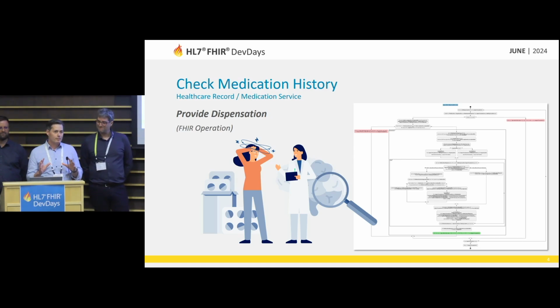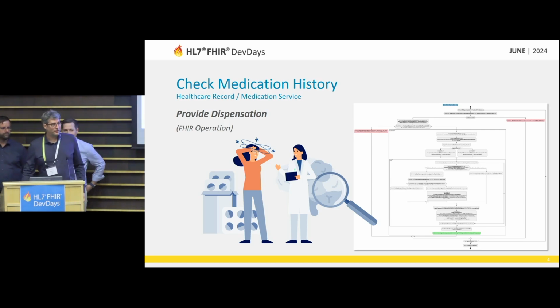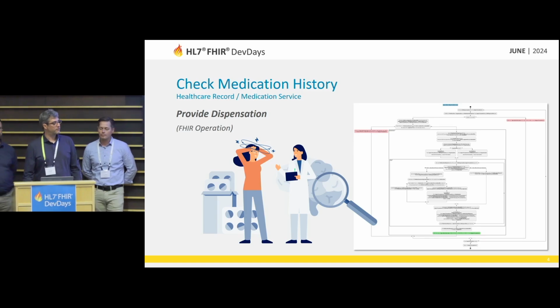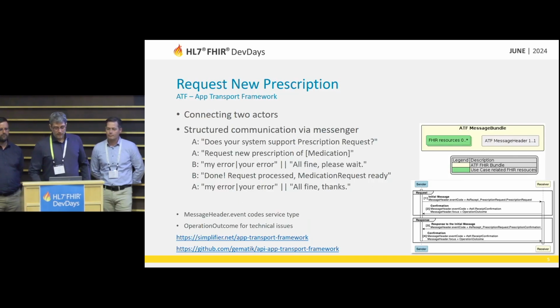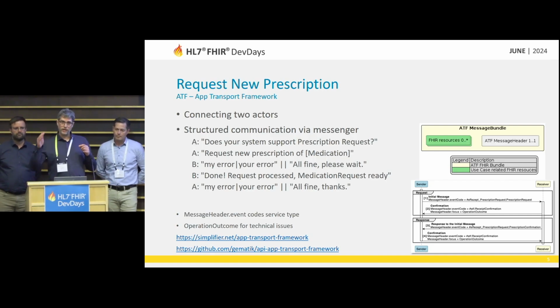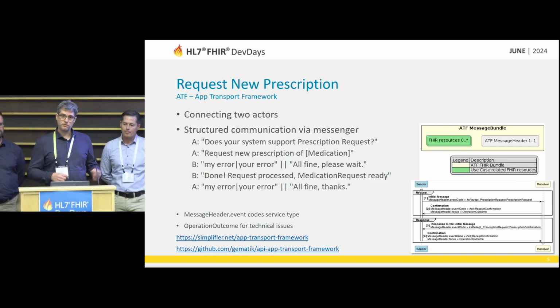Now the next one is how the message is actually transferred from one primary system to another primary system. And here the novel approach of the app transfer framework is introduced. Okay, thanks, Greg. So here you see how we built up the medication history for the triangle check of the medication history. And now we are in the part of the triangle where the request of the prescription to the doctor office should be placed.